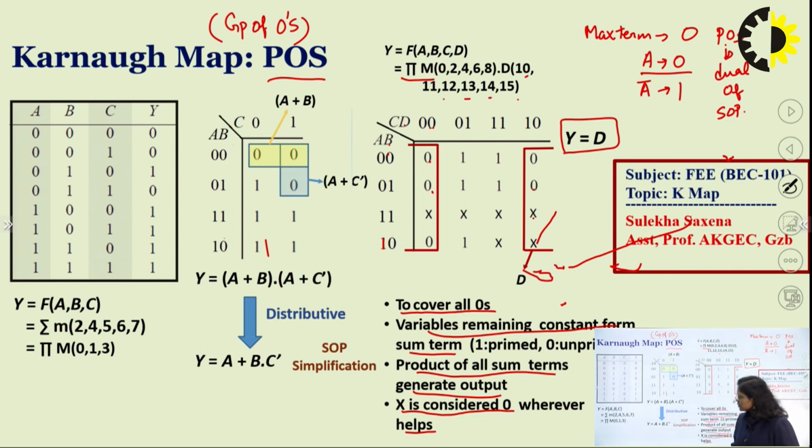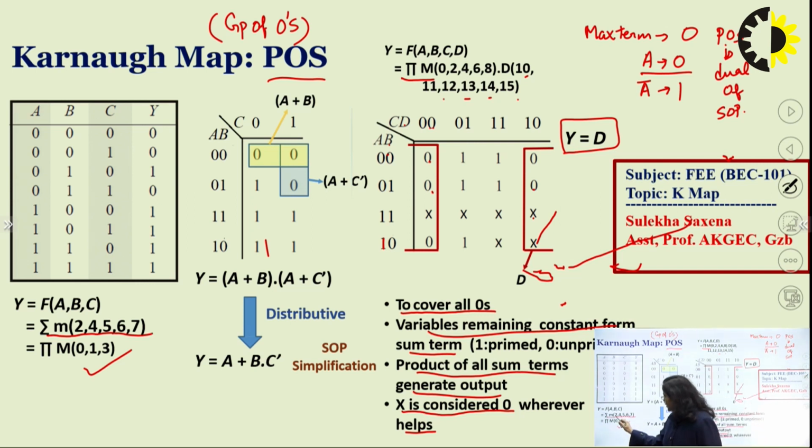We take another example of a 3 variable KMap. If there is a min term expression 2, 4, 5, 6, 7, then the remaining terms are 0, that is max terms. So, if the min terms are 2, 4, 5, 6, 7, then the max terms will be 0, 1 and 3, that is the remaining terms. So, we can easily group 0, 1, 3 in POS form.